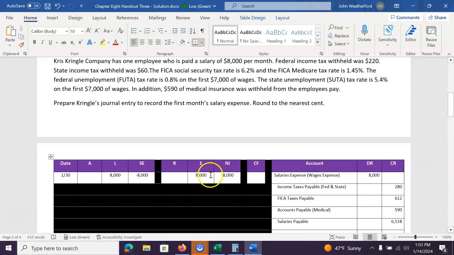What do we have here? An expense increasing by $8,000, which causes net income and stockholders' equity through retained earnings to decrease by $8,000. And then all of these are liabilities, and they all increased, and if you total them, it comes back to $8,000 as well. So liabilities in total increased by $8,000. All right, now that's the entry to record the payroll. No cash was involved, so we don't put anything in the cash flow column.